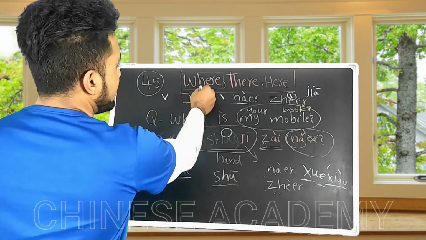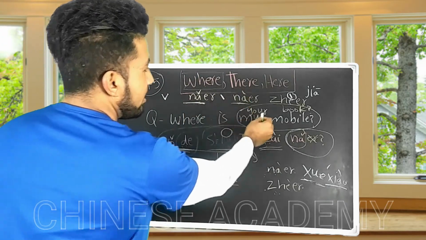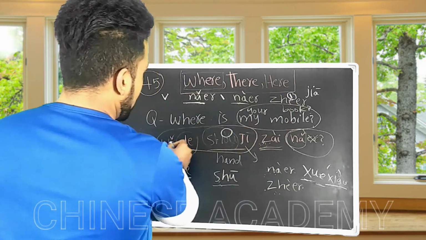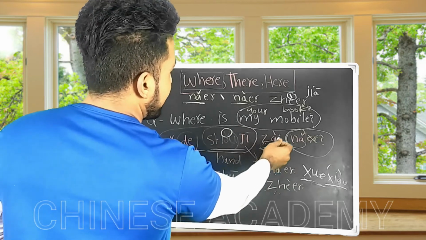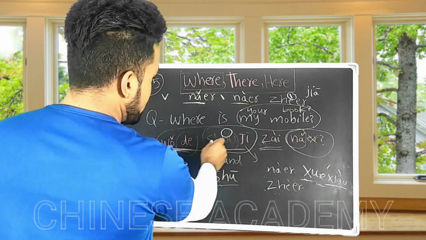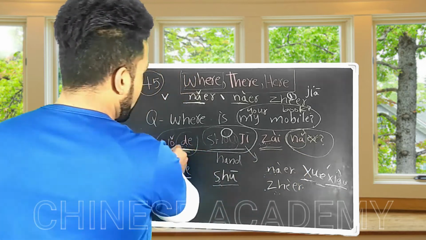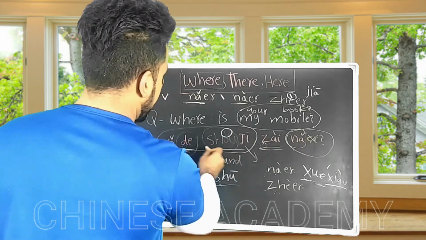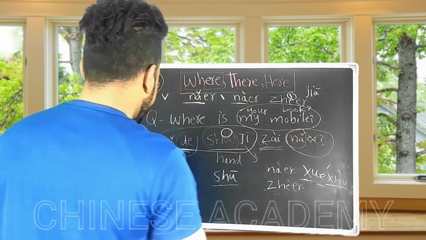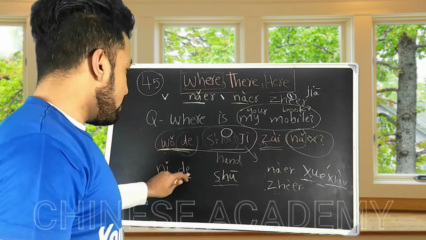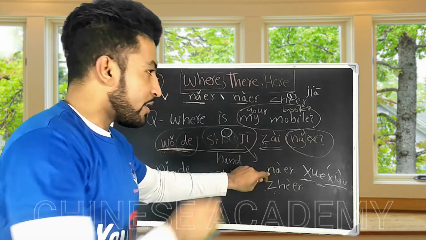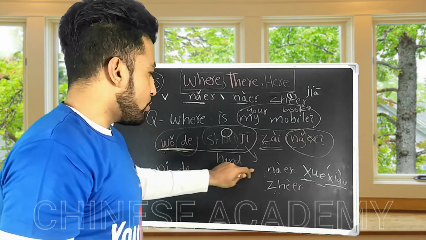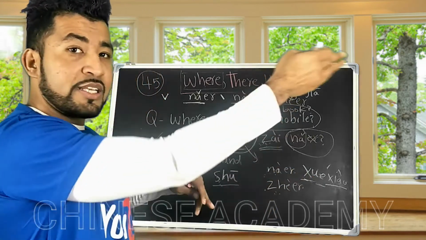哪儿 means where. 那儿 means there. 这儿 means here. Okay, where is my mobile? 我的手机在哪儿? Or where is my book? 我的书在哪儿? So the answer could be like 你的手机在那儿, there. 你的手机在这儿, here. 你的手机在学校, your mobile phone is in the school.